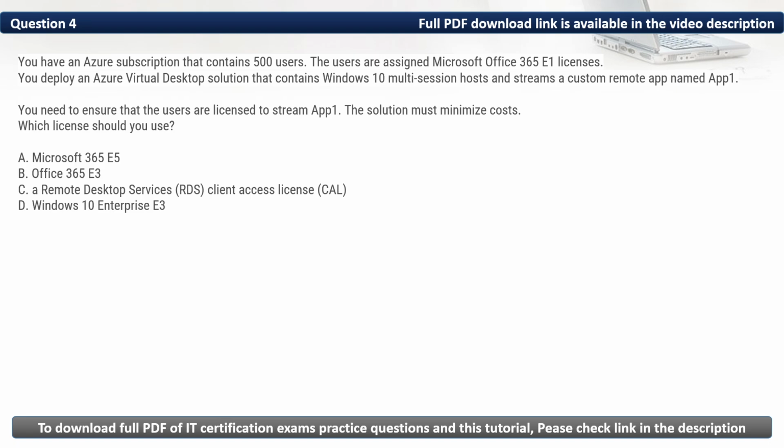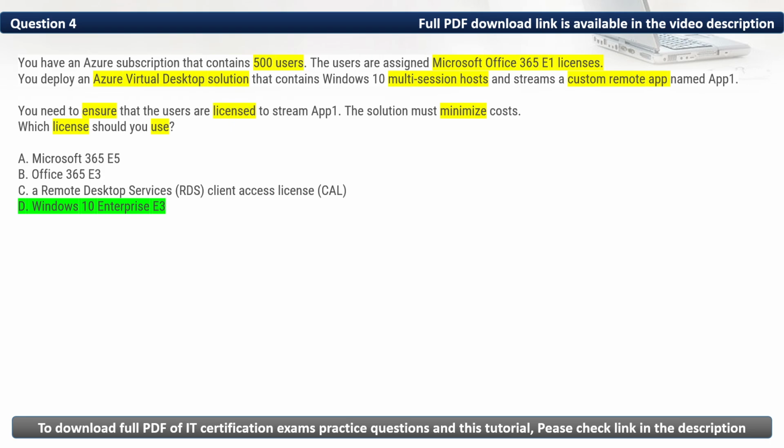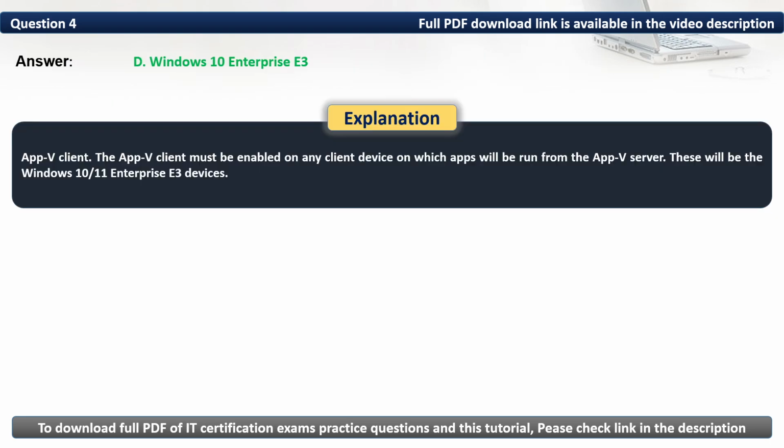Here in this question, we need to ensure that the users are licensed to stream App1 while minimizing costs. As such, we should use Windows 10 Enterprise E3 licenses. Thus, the correct option is D. The App-V client must be enabled on any client device on which apps will be run from the App-V server. These will be the Windows 10 or 11 Enterprise E3 devices.